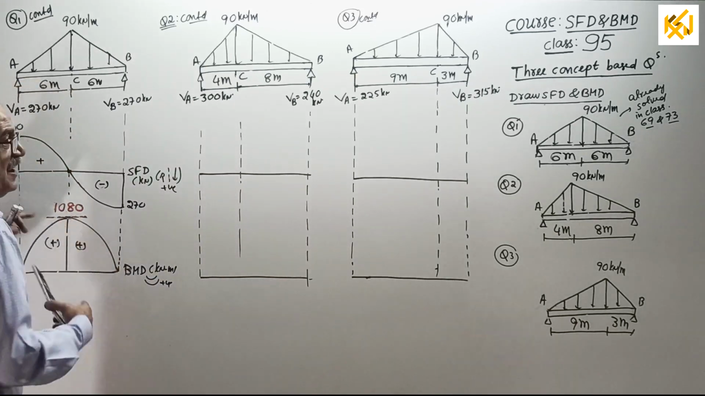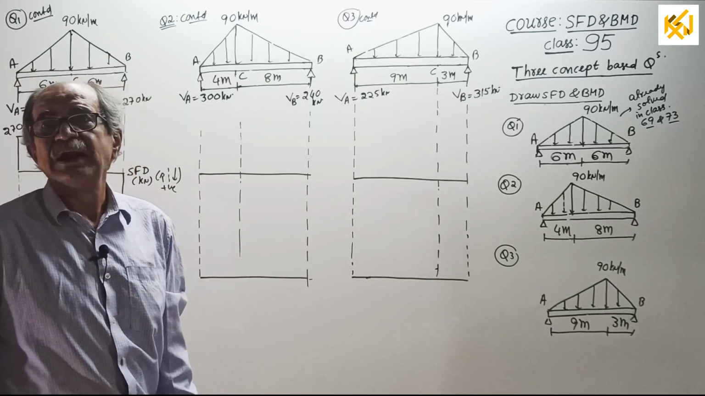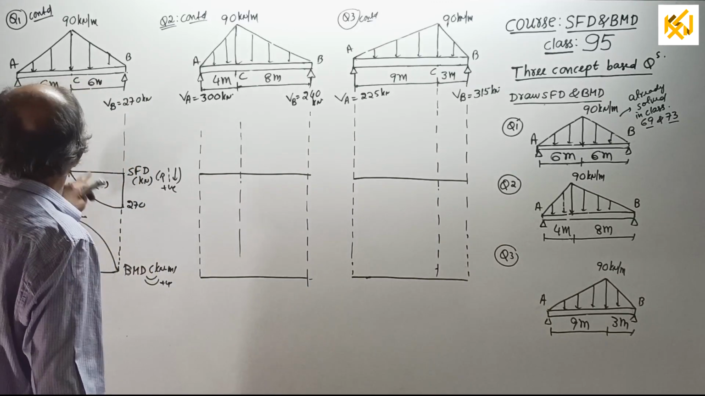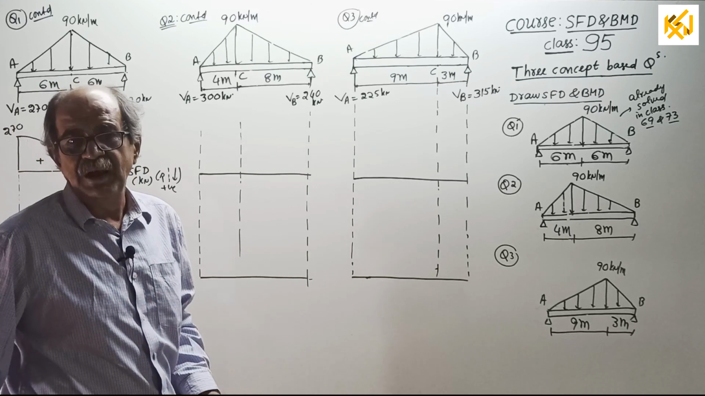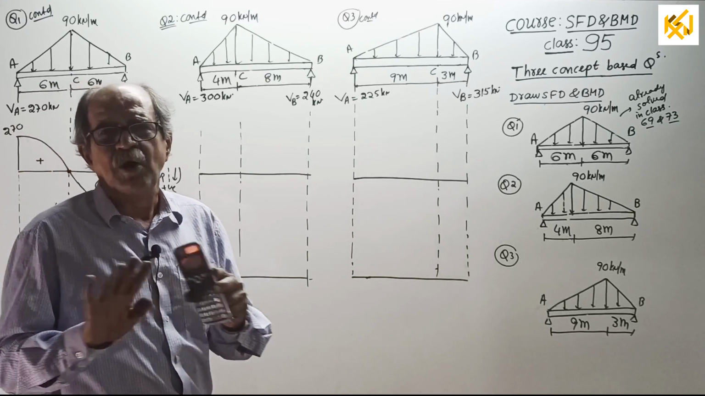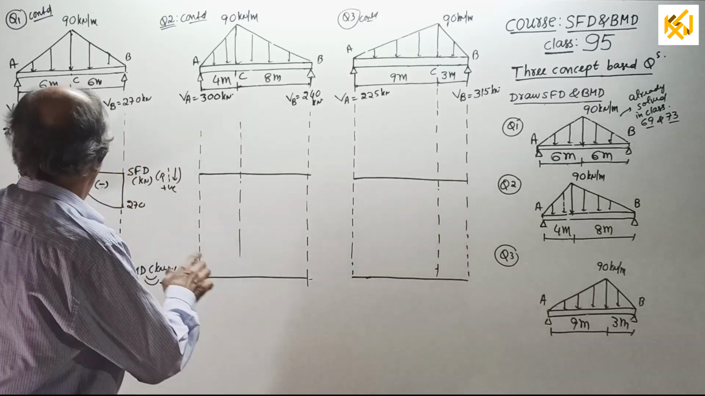I already calculated it, because in this case there is a direct formula also. WL square by 12 is the maximum BM, and WL by 4 is the reaction. If you want, you can remember it; I told you long back. See the bookwork. Anyway, today don't go for any formula. You do the basic calculation. Over.